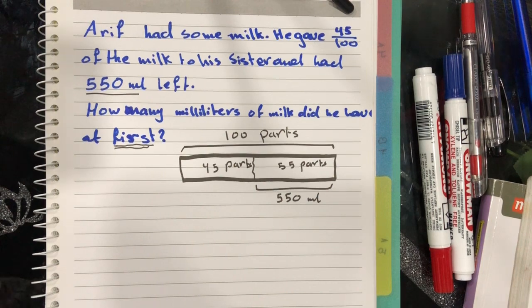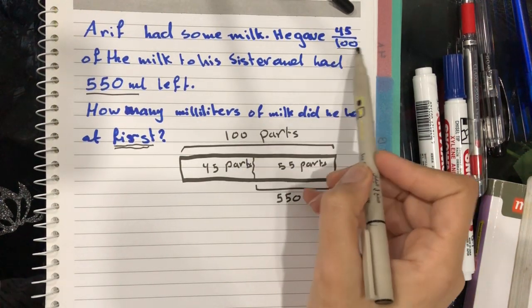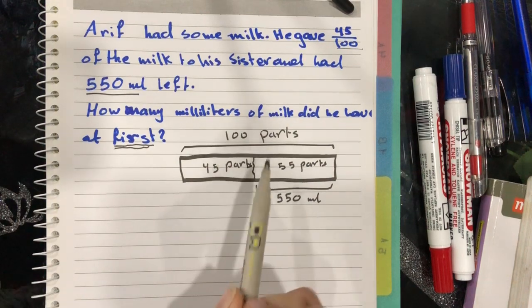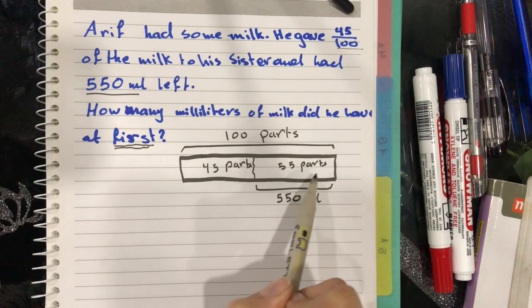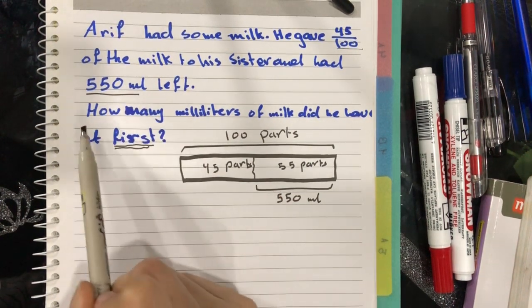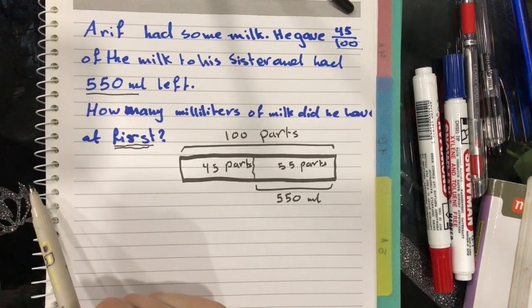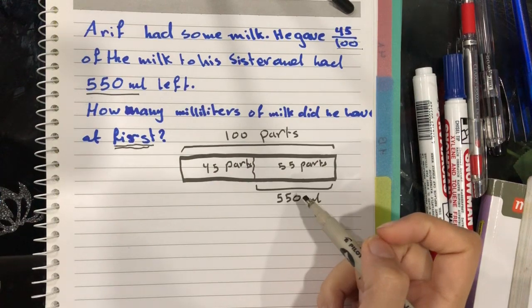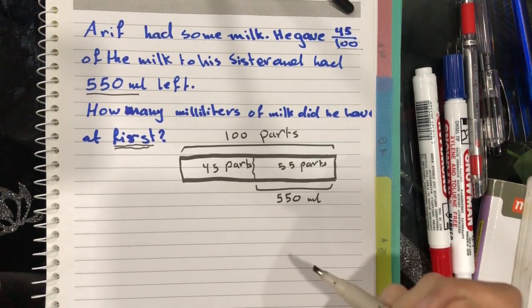So one more time. He had some milk. He gave his sister 45 parts out of that milk. He divided it into 100 parts because the denominator is 100. Then he gave his sister 45 and he had left 55 parts. Those 55 parts are equal to 550 milliliters because in the question it says that he had 550 milliliters left. Now, we need to find the original amount that he had. How much milk did he have at first?